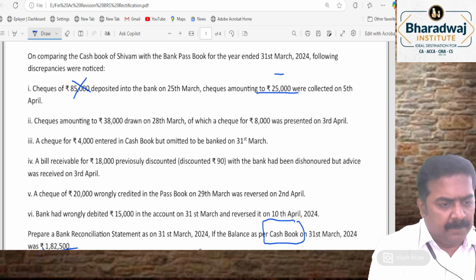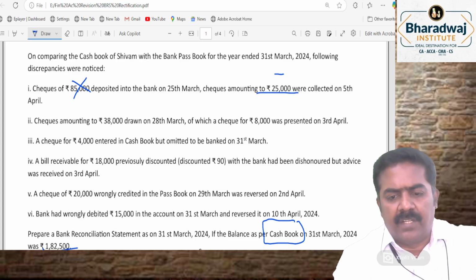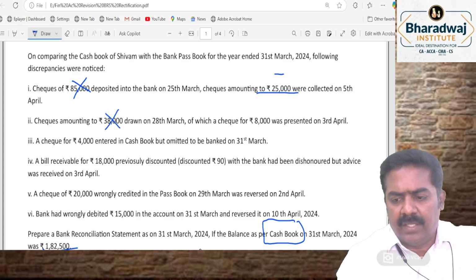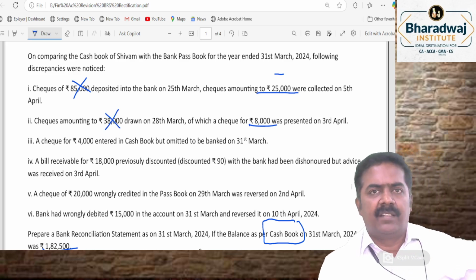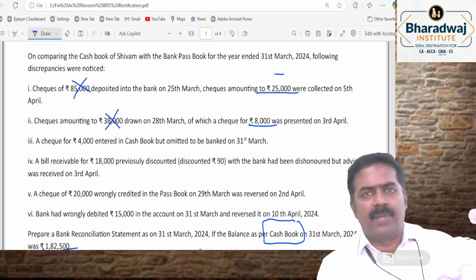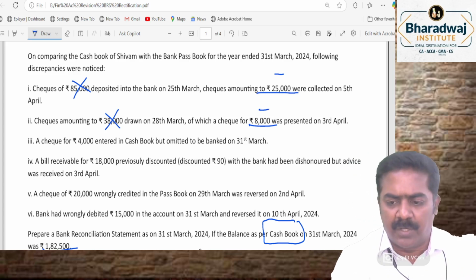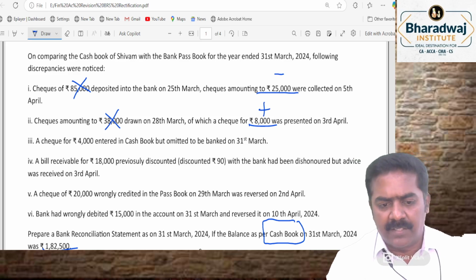Next, what will you do? Adding to. Checks 38,000 drawn doesn't matter. In that 8,000 is not paid by the bank. We deducted within 31st March. Bank has not deducted within 31st March. So what to do? Add back to get the balance.